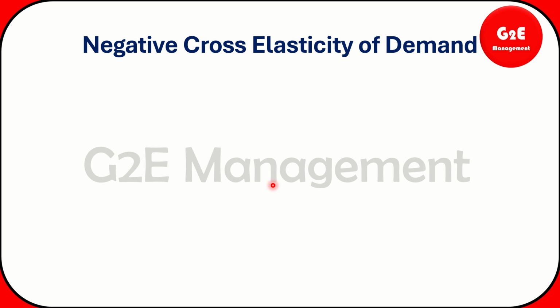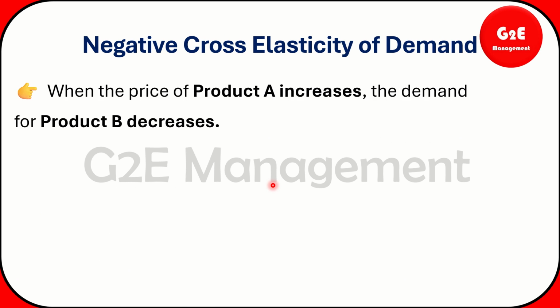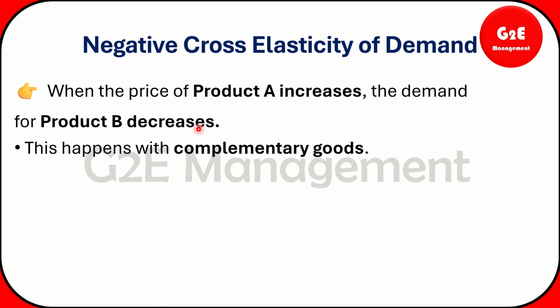And next, we can go to negative cross elasticity of demand. From the word itself, it is negative. It means one increases and the other decreases. So if the price of product A increases, the demand for product B automatically decreases. It means an inverse relationship, that is, a negative relationship.